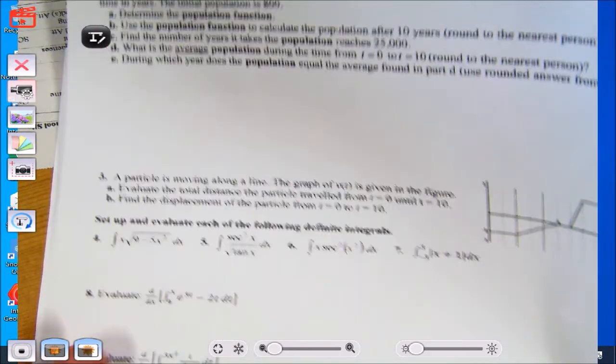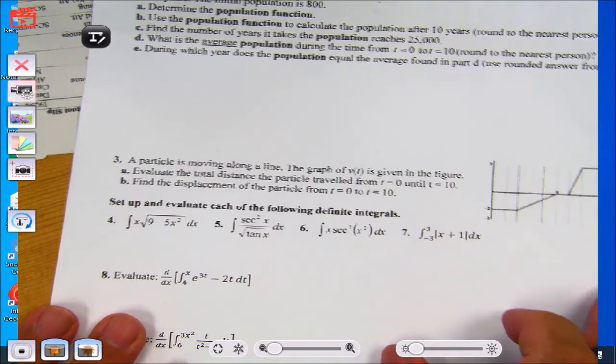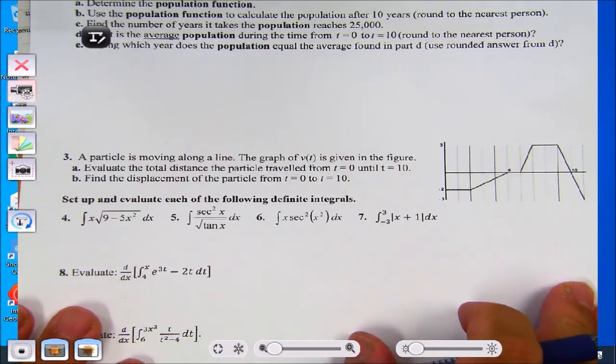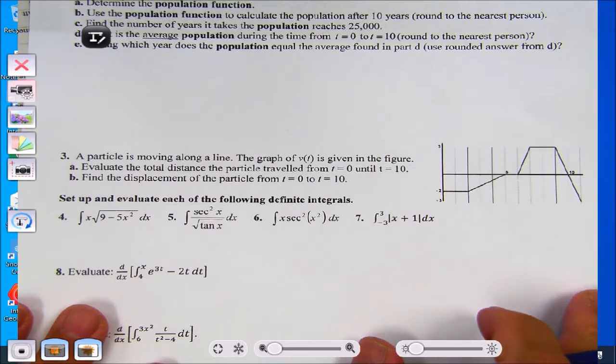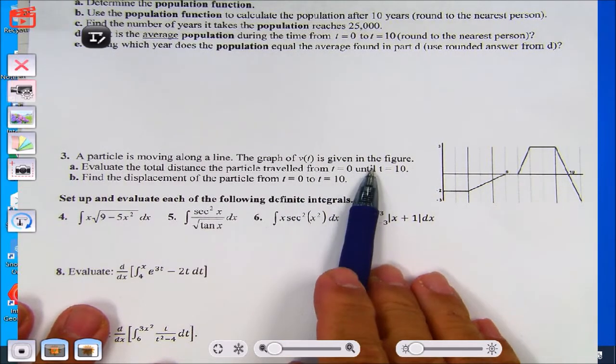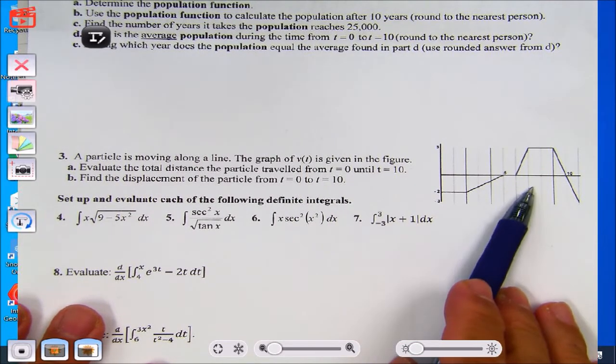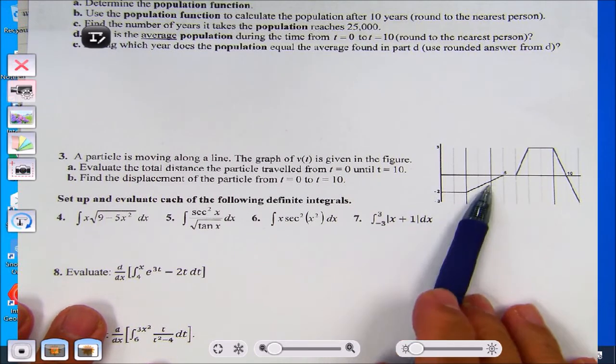Number 3, particle motion. Particles moving along the line. The graph of v of t, so v of t is the velocity of the particle, is given in that figure here. So this is the velocity graph. Make sure you read it well because it's really hard.